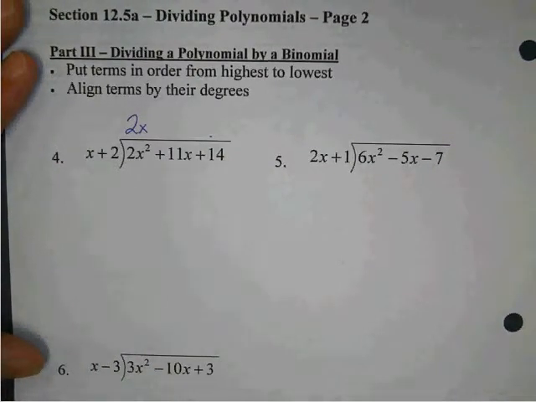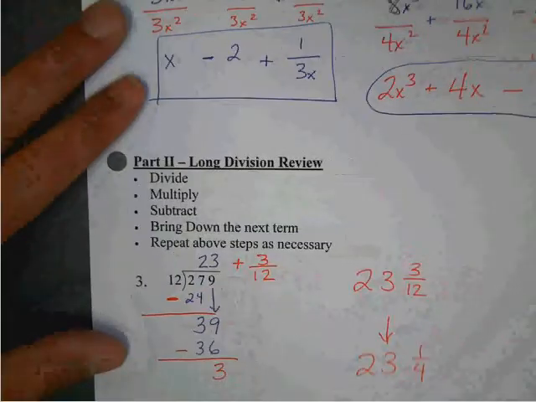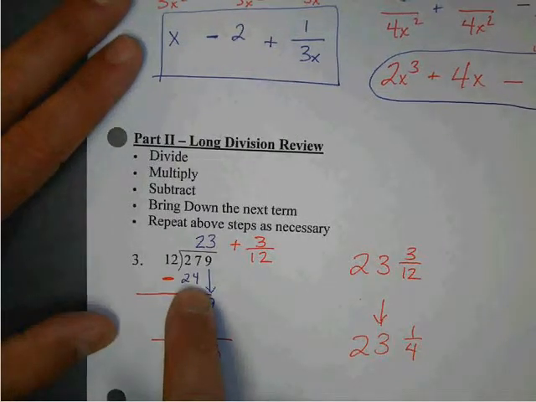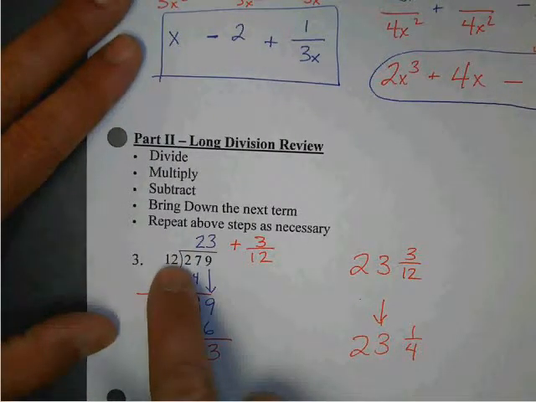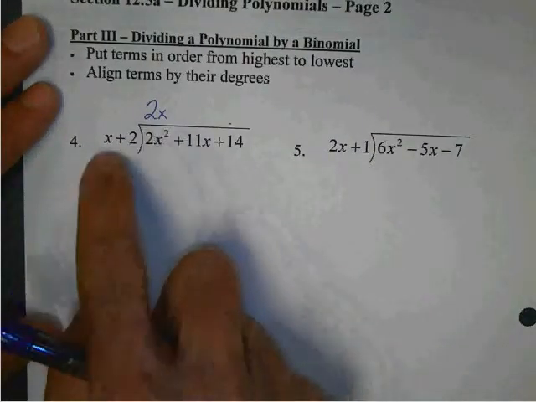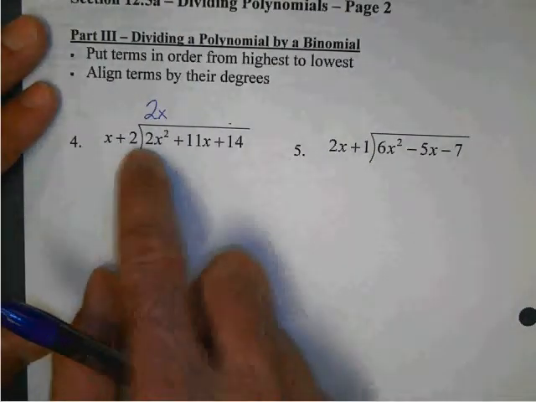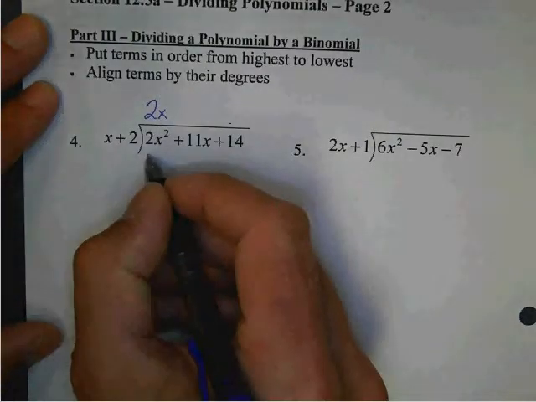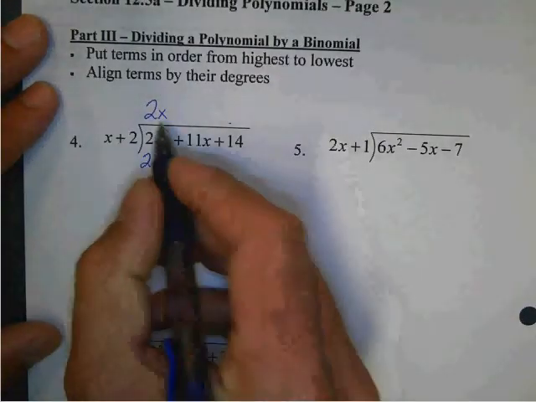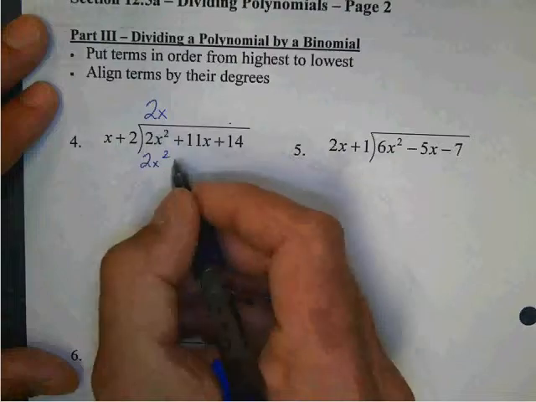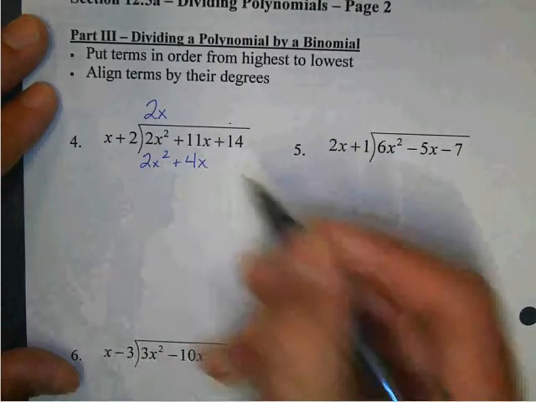Now, I'm going to flip back. How did I get this 24? Multiplying the 2 times the 12, right? So the next step is to multiply the 2x times the x plus 2. So here we go. 2x times x is 2x squared. 2x times plus 2 is plus 4x.